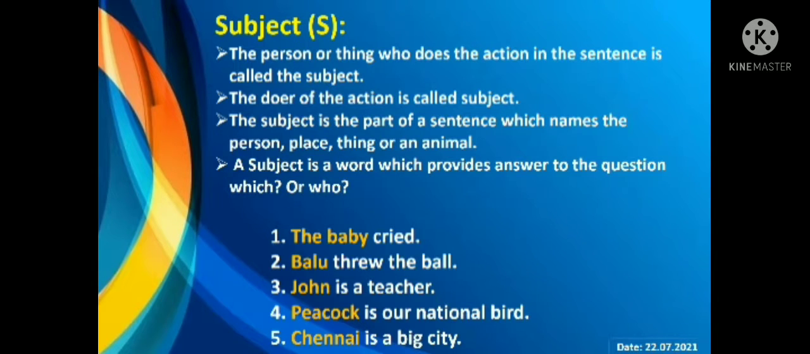So let's know what is subject. First one is the subject. What is subject? The person or thing who does the action in the sentence is called the subject. The doer of the action is called the subject. The subject is the part of the sentence which names the person, place, thing or animal. A subject is a word which provides the answer to the question which or who.